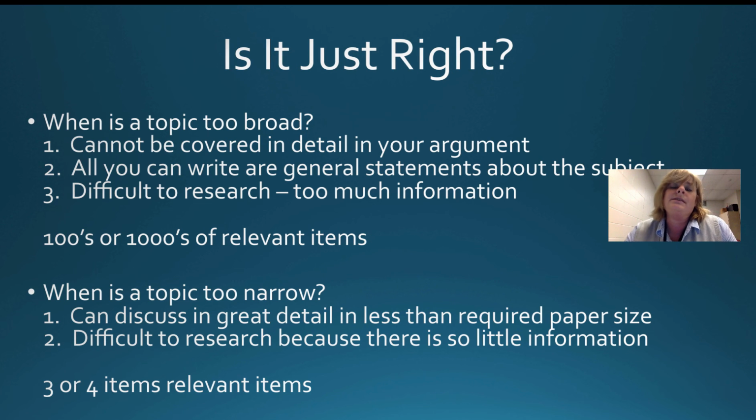What you want is for it to be just right. So is it just right? How do I know? When is it too broad? It cannot be covered in detail in your argument. All you can write are general statements about the subject. It's difficult to research, with too much information out there. You're getting hundreds and thousands of relevant items. Like I said, if you type in something and the list goes on and on, it's too broad. You've got to narrow it down.